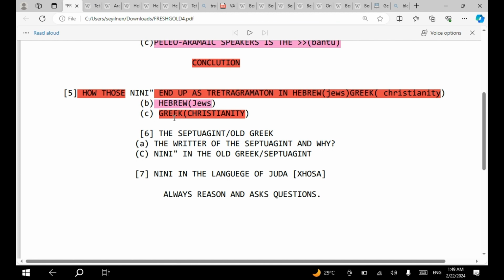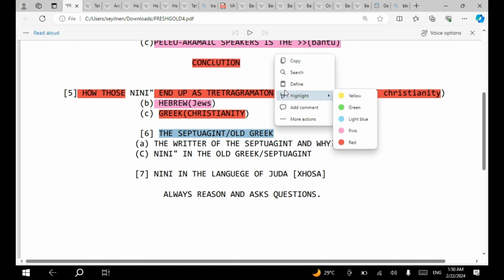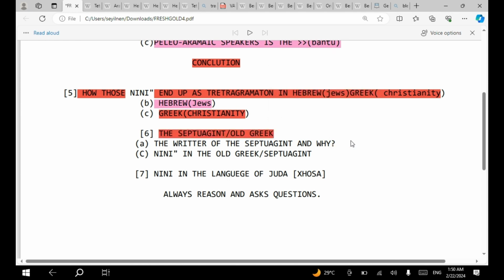Greek, and that leads us to Greek, which is the what? The Septuagint, or you say the Old Greek, right?